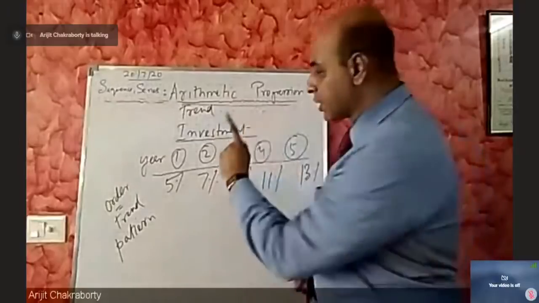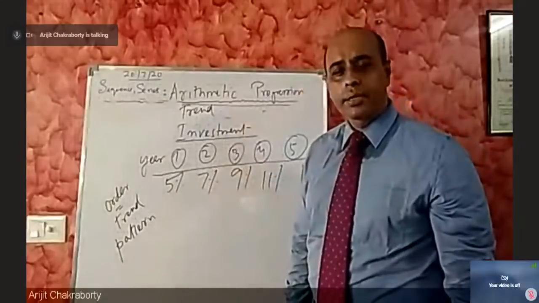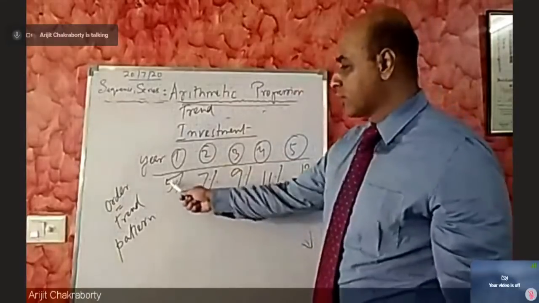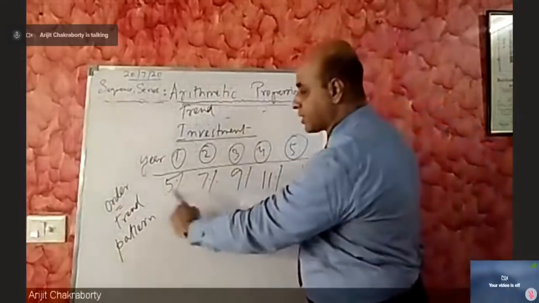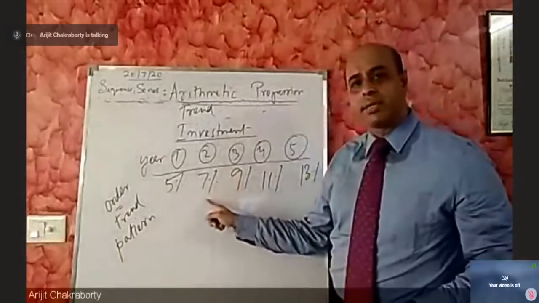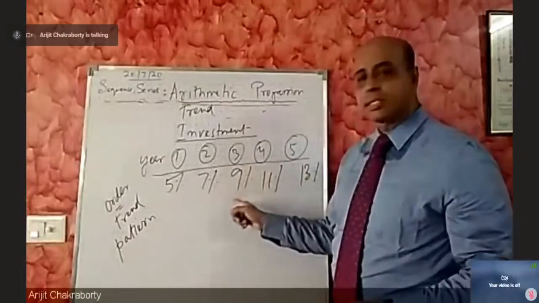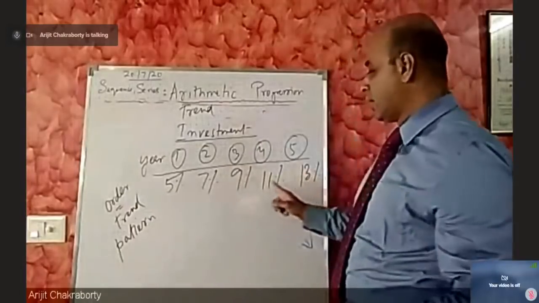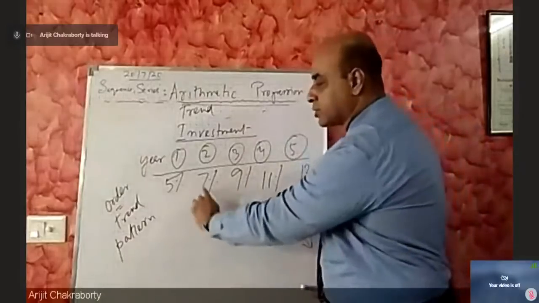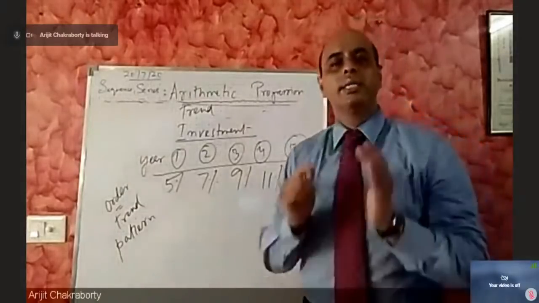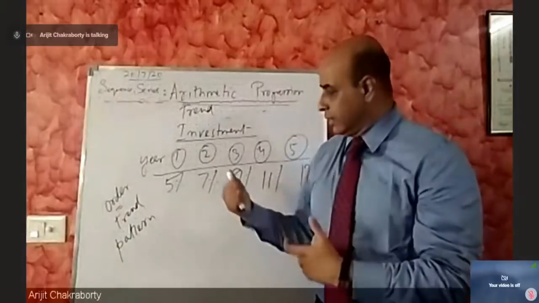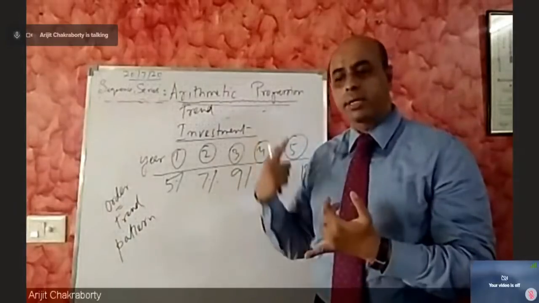Is it an arithmetic sequence? Yes, because if you look at 7 minus 5, second term minus first term, it is 2. 9 minus 7, again 2. 11 minus 9 is 2. 13 minus 11 is 2. So the difference between two successive numbers is constant, it is 2. So definitely it is an arithmetic sequence.